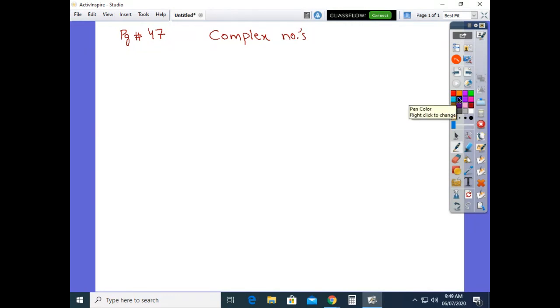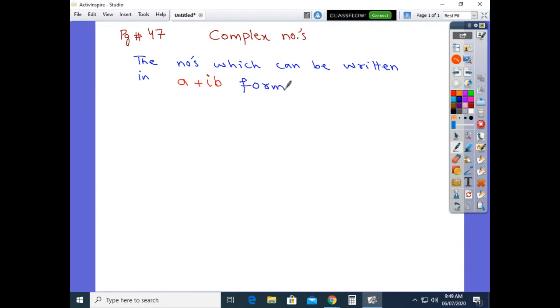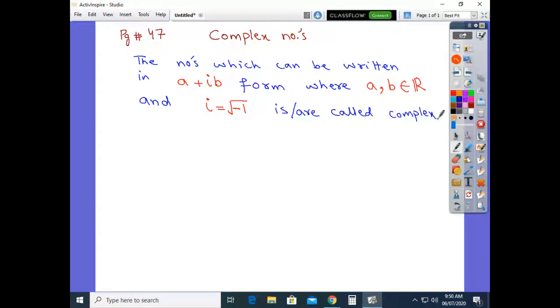Definition of a complex number: the numbers which can be written in a plus iota b form, where a, b belong to real numbers and iota is equal to square root of minus 1, are called complex numbers.